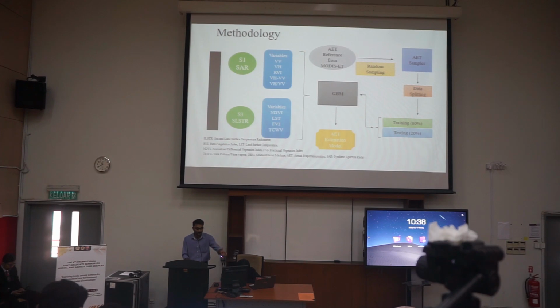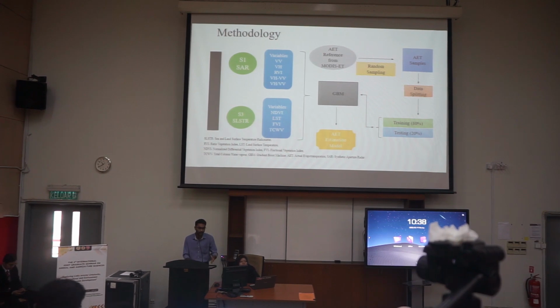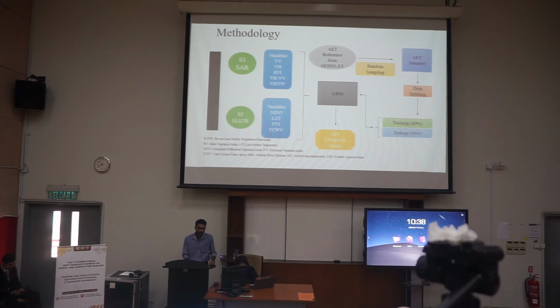From that we will use these variables: VV, VH, ratio vegetation index, VV difference of VH, then VV divided by VH. Then these variables from SLSTR data: NDVI, LST, FVI, TCWV. And all these will be used in this gradient boost machine model to estimate the evapotranspiration.